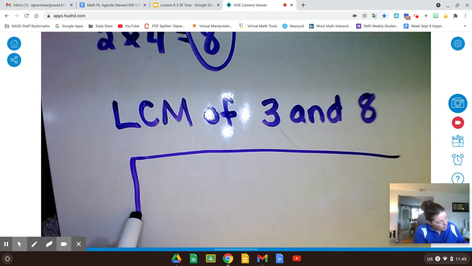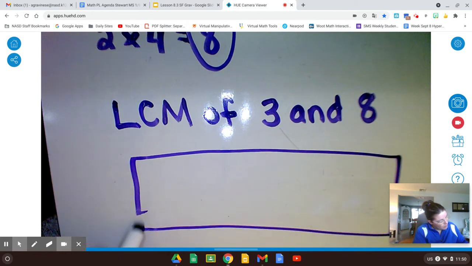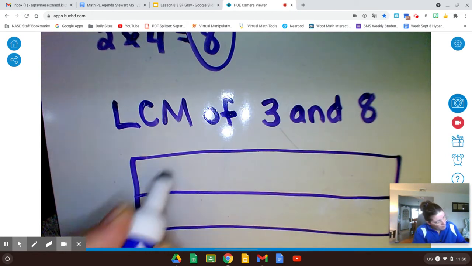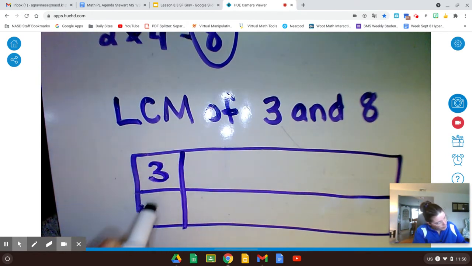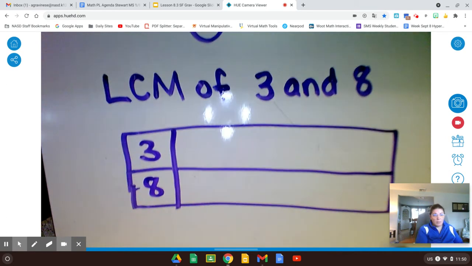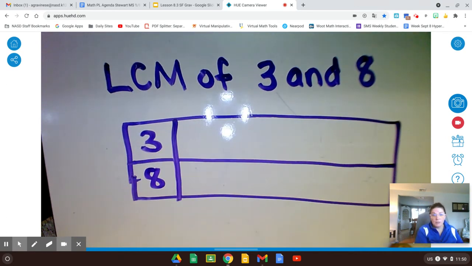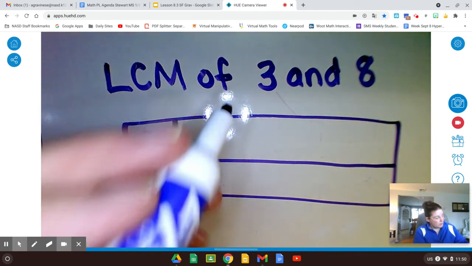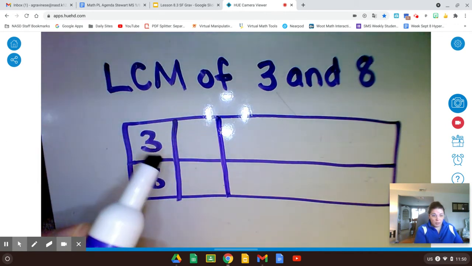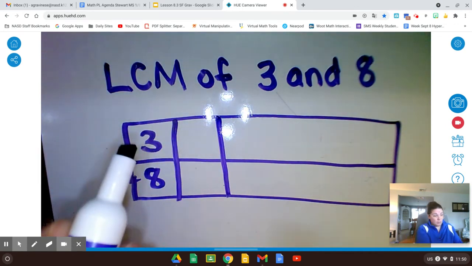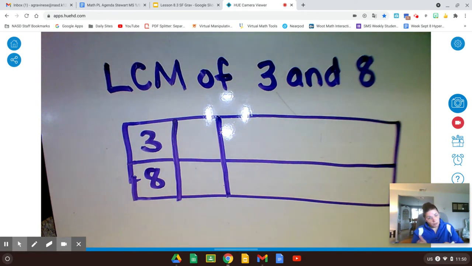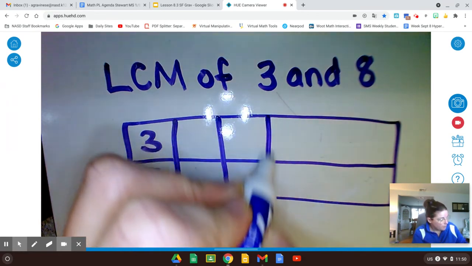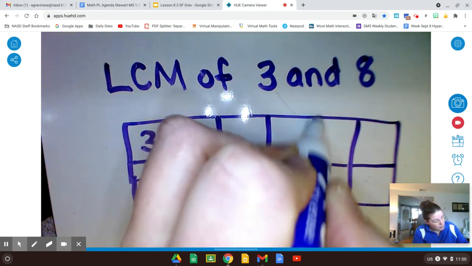All right, so I'm making my table, and I'm starting off with 3 and 8. I'm going to count by 3s and then count by 8s and look for a number that is in both of those lists. Sometimes the number that is in both lists is in the beginning. Sometimes you have to go a little longer. It depends on your problem. All right, so let's get started.